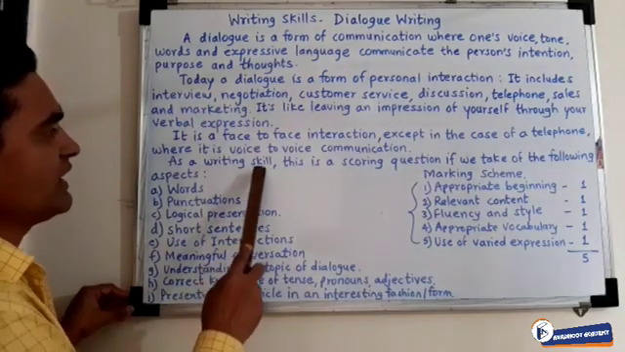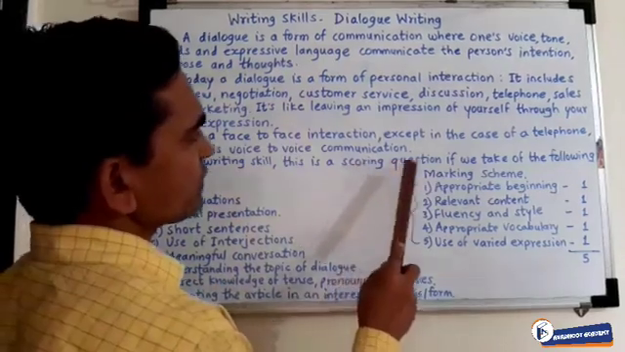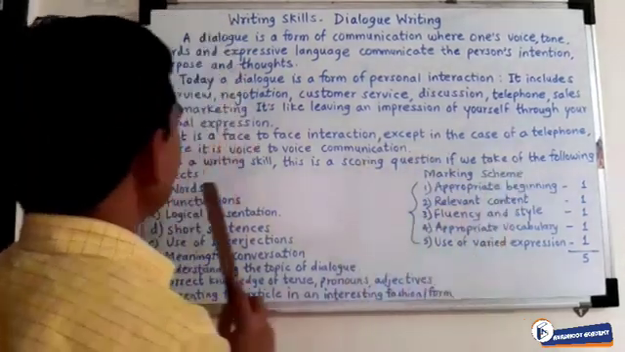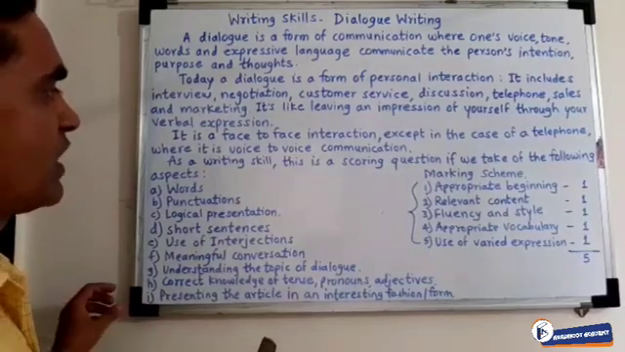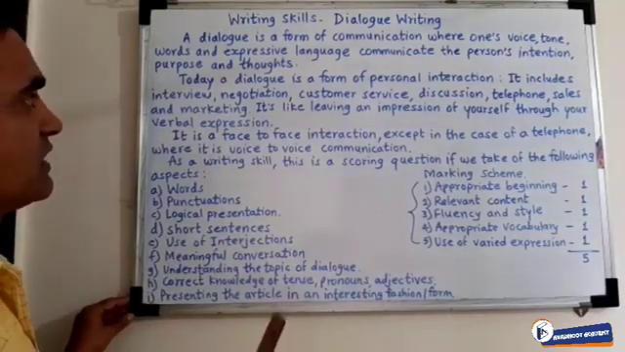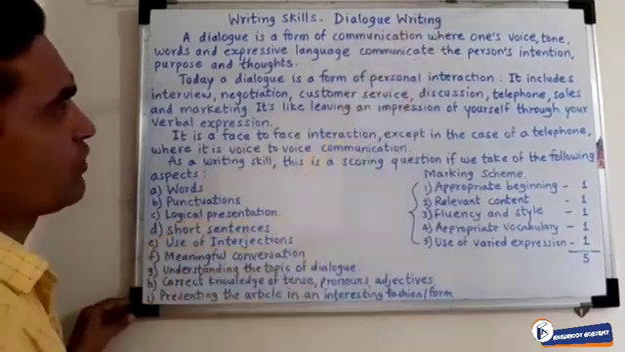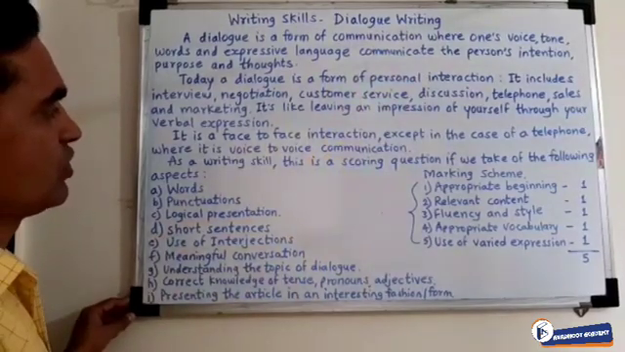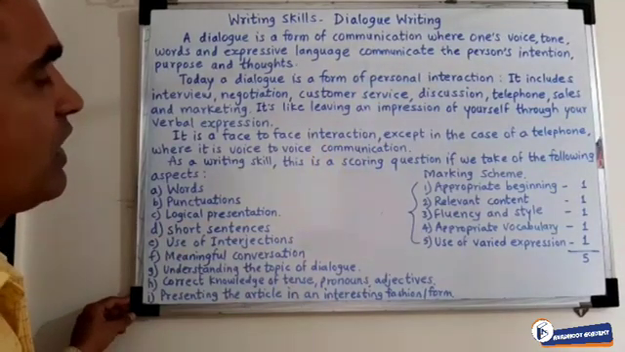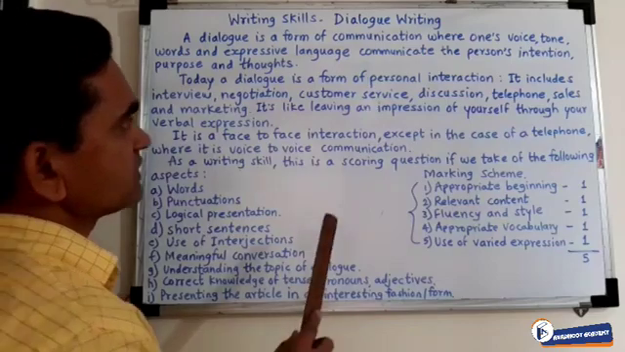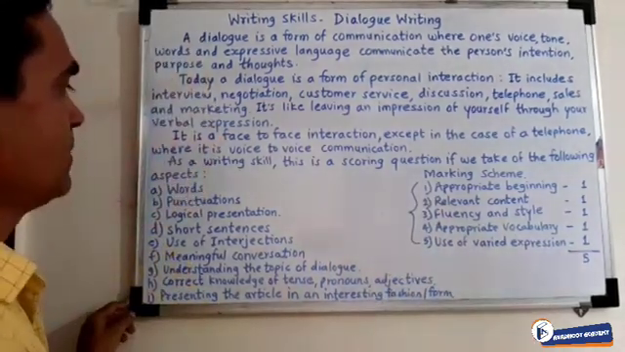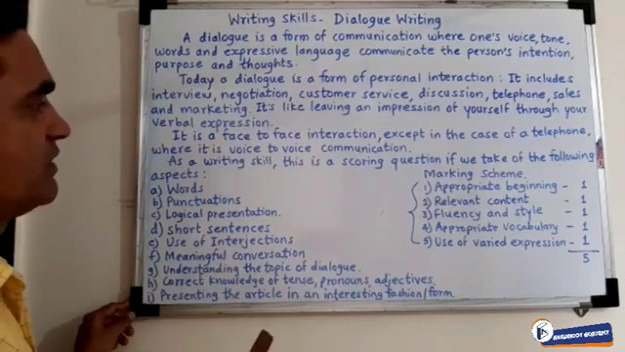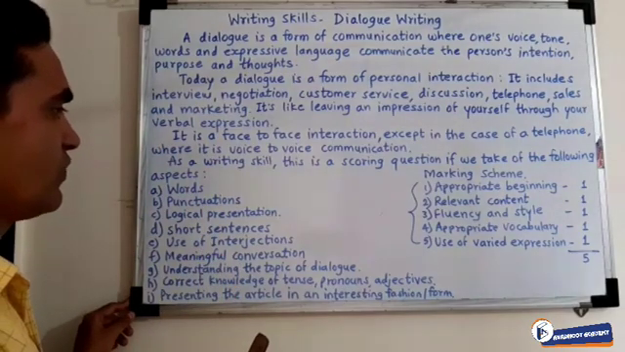Now, as a writing skill, this is a scoring question if we take the following aspects. You know that in question number 5, the B part is there: dialogue writing or interview question. So we are taking dialogue writing here. This question is for 5 marks. We will see this after that. But see here, what are the aspects for scoring out of 5 marks?